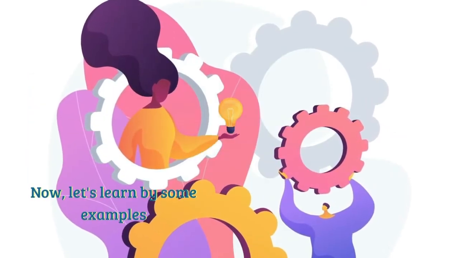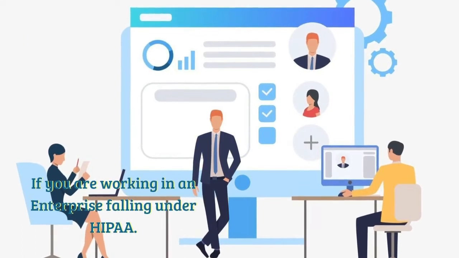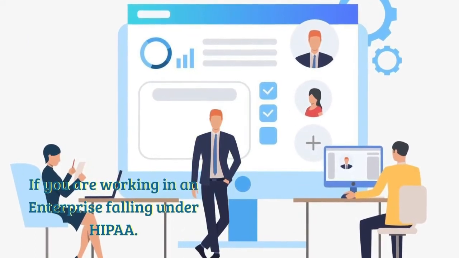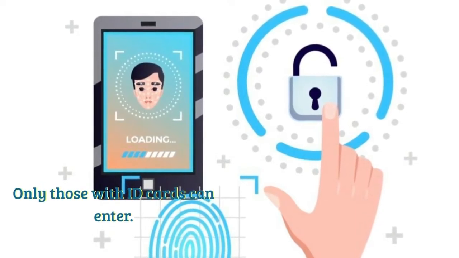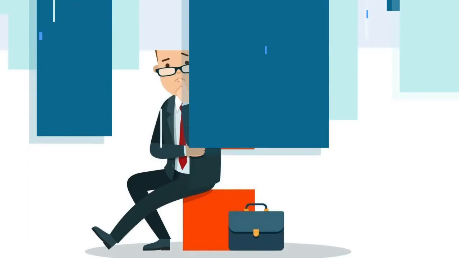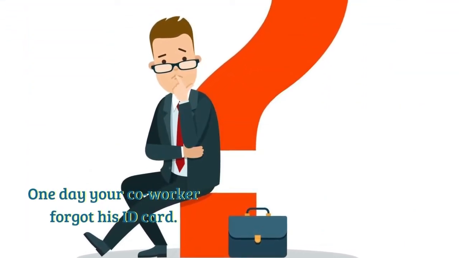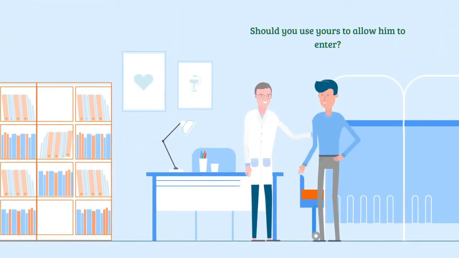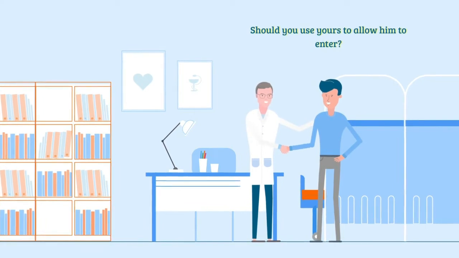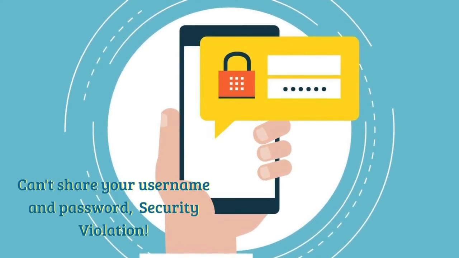Now, let's learn by some examples. If you are working in an enterprise falling under HIPAA, you have a biometrics system and only those with ID cards can enter. One day your coworker forgot his ID card. Should you use yours to allow him to enter? The answer is no. Similarly, you can't share your computer username and password, that would be security violation.